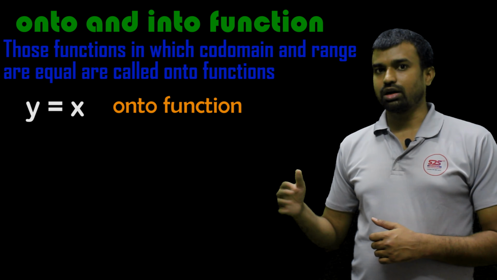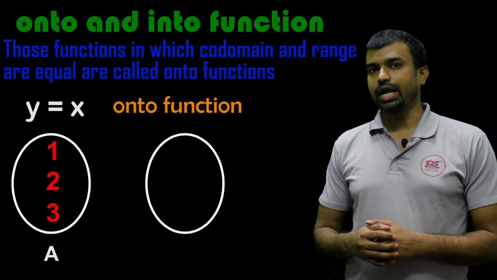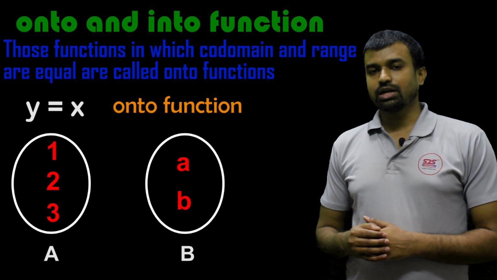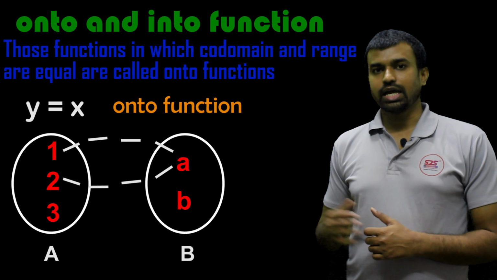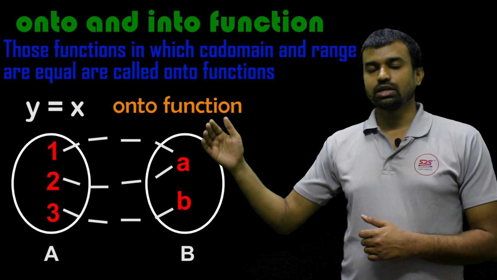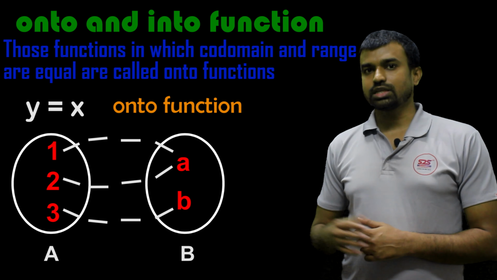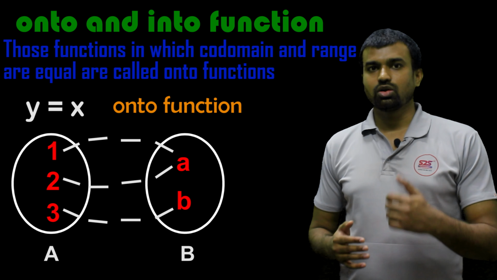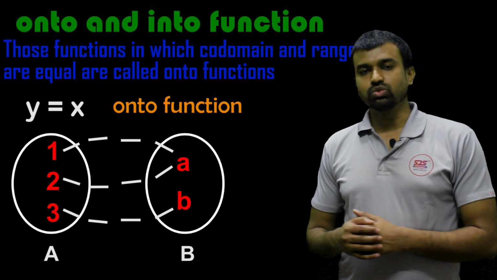Okay, you can take any map, like let's take A equal to 1, 2, 3 and B equal to a and b. So if we do mapping like 1 has image a, 2 has image a and 3 has image b, you can see all the elements of set B, like a and b, have pre-images: a has 2 pre-images and b has 1 pre-image. So these kinds of functions are called onto functions, and those functions which are not onto are called into functions.